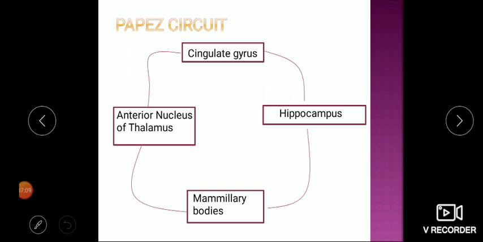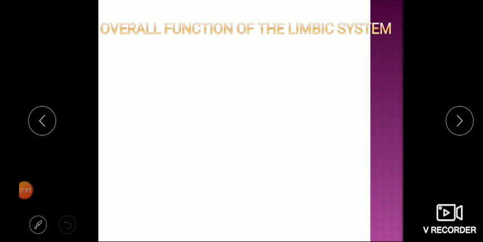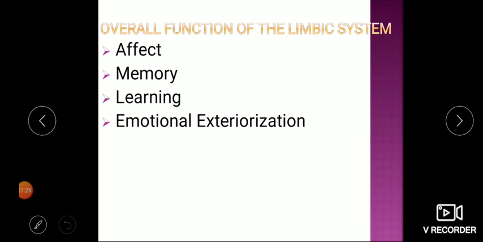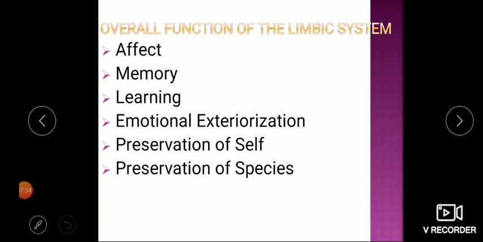Now let's start with the overall functions of the limbic system. First, the affect, that is the emotional aspect of a sensation. Memory, because emotions are always attached with memory. Learning, there is a motivation for learning. We'll see the different parts. Emotional exteriorization, preservation of self, and preservation of species. So these are the 6 gross functions claimed to be done by the limbic system.